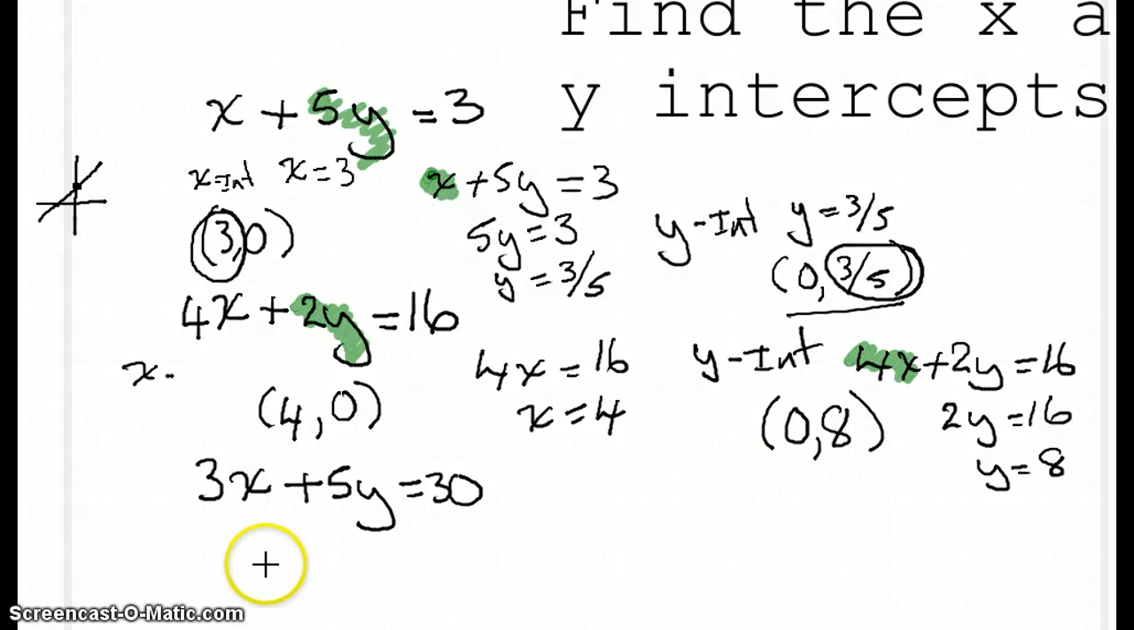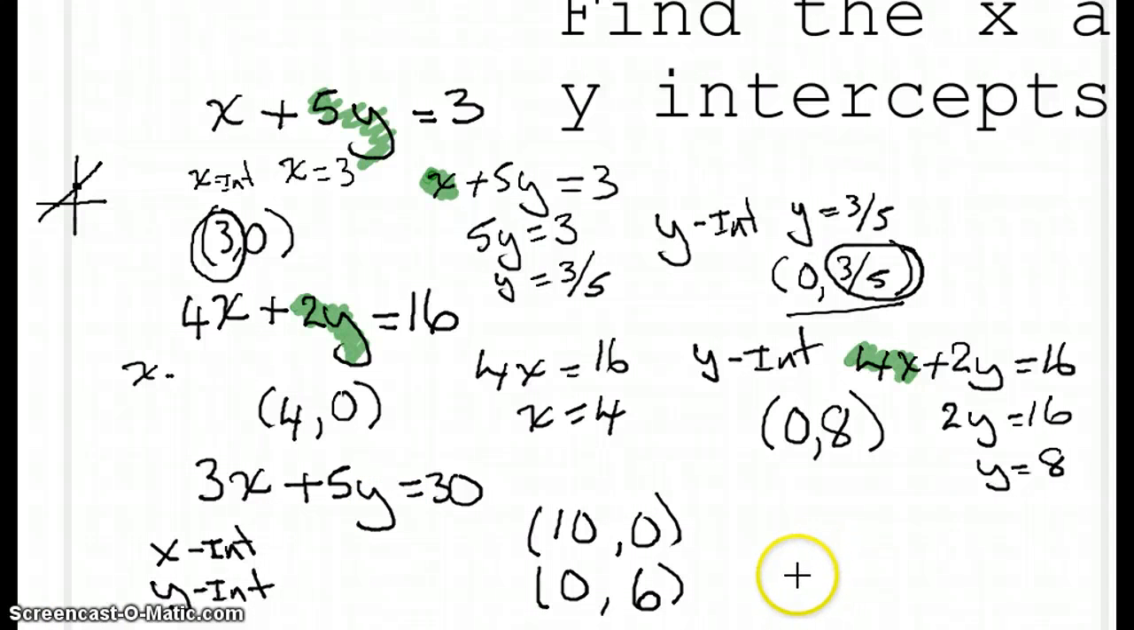Okay, I'm going to pause the video. I want you to try this and find my x and my y-intercepts. Hopefully you paused it there, and I hope that you were able to get that the x-intercept is (10, 0) and that the y-intercept is (0, 6). So how does that work when I want to use this for graphing?